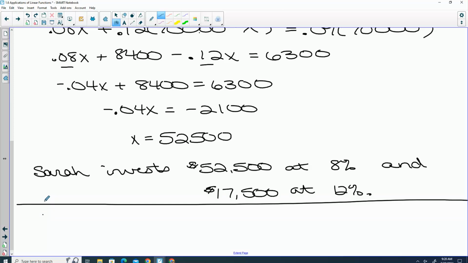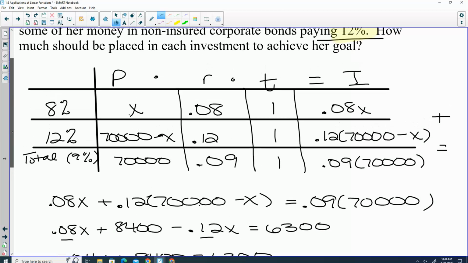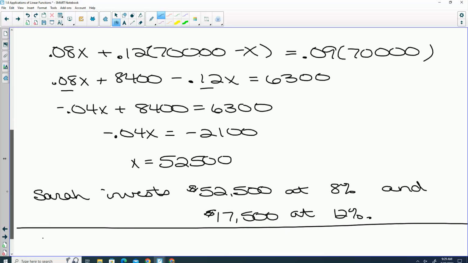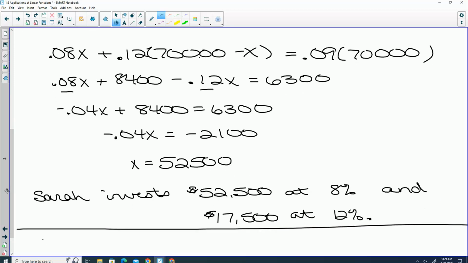What is, on the very top row of the equation? Why is there a minus 1.12? Because this was a minus X. So when you distribute a negative times a positive.